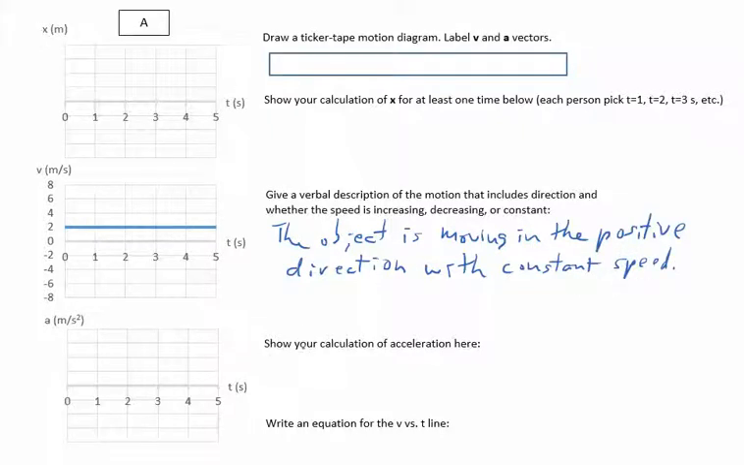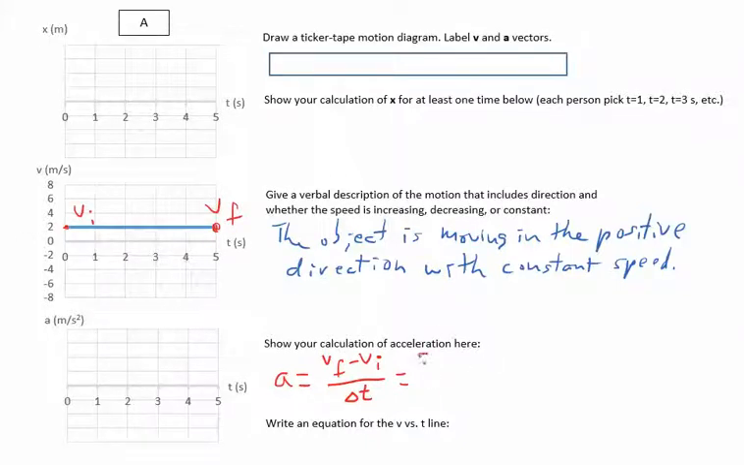Now the next part is I ask you to show your calculation of acceleration here. Well, I'm asking you to do an acceleration versus time graph here. So we're going to basically be finding the slope of the velocity versus time. So I'm going to show my work really carefully the way I would expect you to show your work. Acceleration is the change in velocity, v final minus v initial, over a time interval. And we're going to use this as our v final. We're going to use this as our v initial.